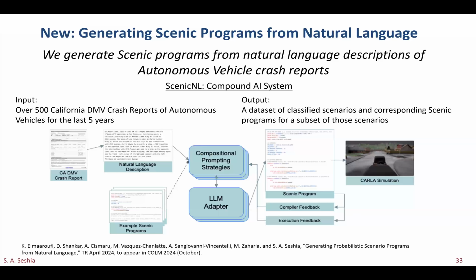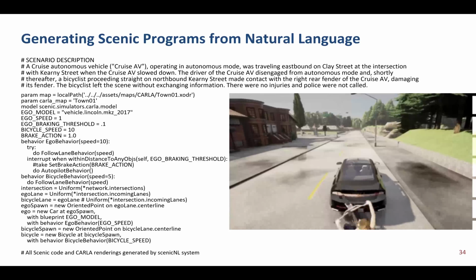All right, the second work I want to mention was led by Karim, who's here in the audience. This is Scenic NL. We haven't really had a formal presentation of Scenic NL yet, but Scenic NL is a system that takes English and turns it into Scenic code. This work was published at CoLM 2024. One of the results that Karim worked on was to scrape 500 California DMV crash reports off of the website and then turn them into Scenic programs. I'll just show you an example of what it did.